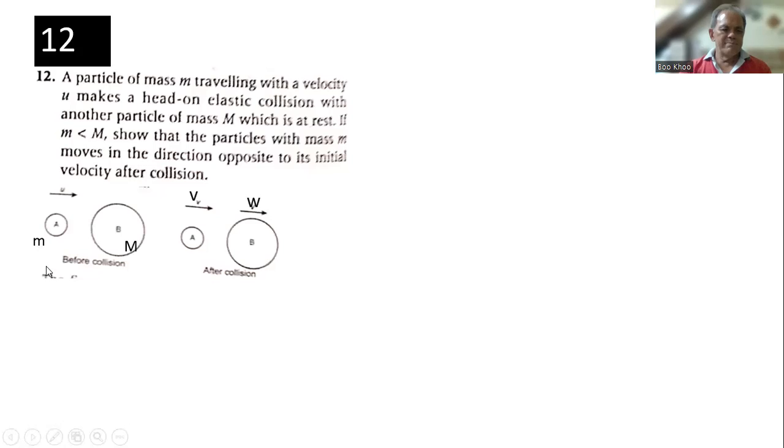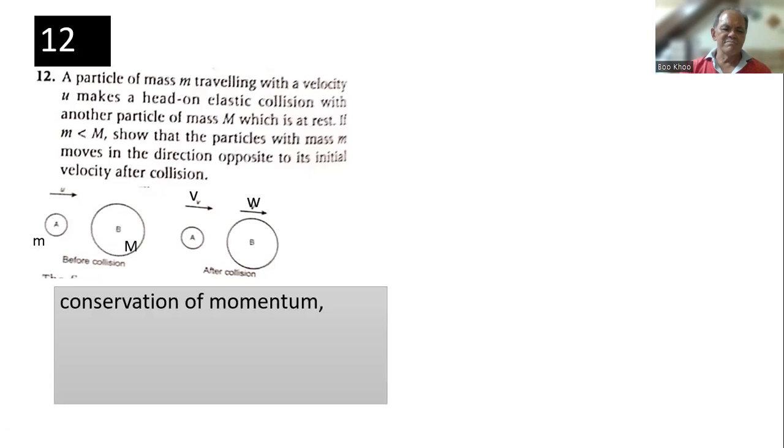Mass m, velocity u, head-on collision with another mass M. Draw it bigger, greater mass. This is at rest, no need to draw the velocity. Show that the particle with mass m, smaller mass, moves off in the direction opposite to the initial velocity after collision.